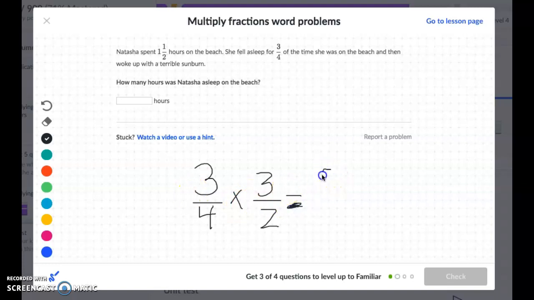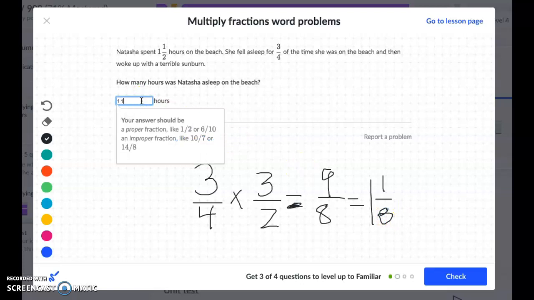3 times 3 is 9, and 4 times 2 is 8. Now we're going to simplify this because 9/8 is more than 1. Okay, so that means if I had 8/8, that would be 1, but I have 9/8, so I have 1 and 1/8. So 1 and 1/8 will be my final answer.